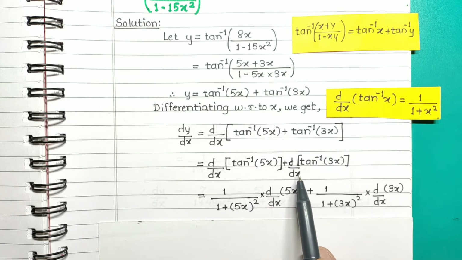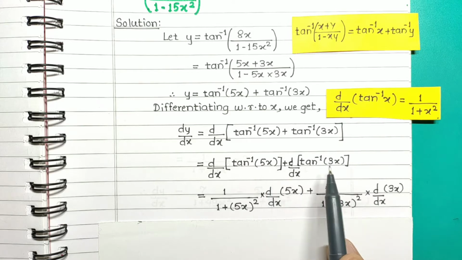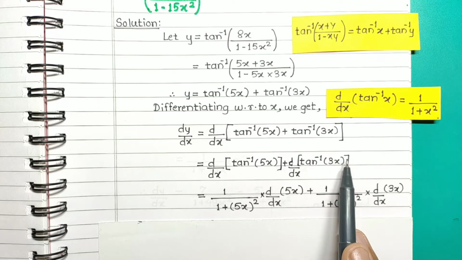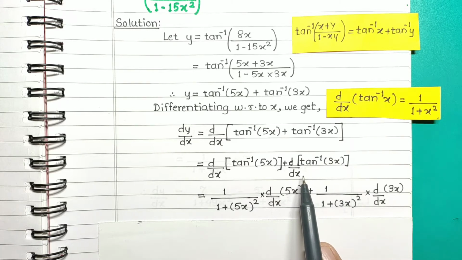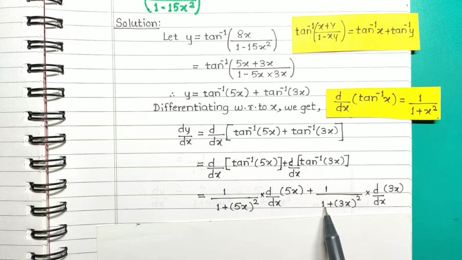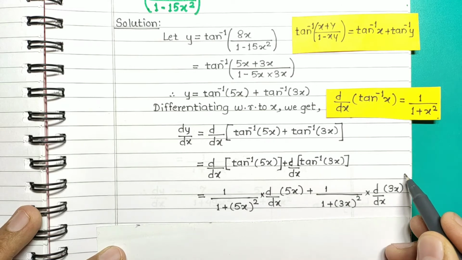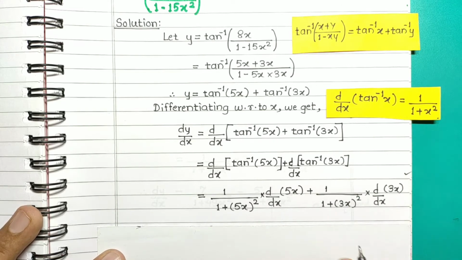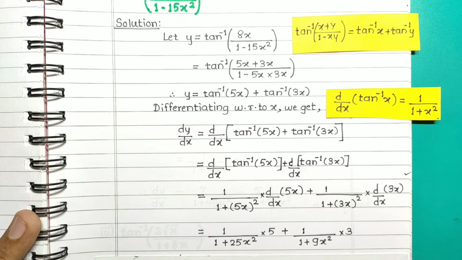Then the next term is again like that only. Here, let's treat this composite function as tan inverse of something. So its derivative, again using the standard form, we can write as 1 upon 1 plus something square into the derivative of something, and that something function is 3x here. So for both the derivatives we have used the chain rule. So you note this step properly. Then let's evaluate these two derivatives in the next step.